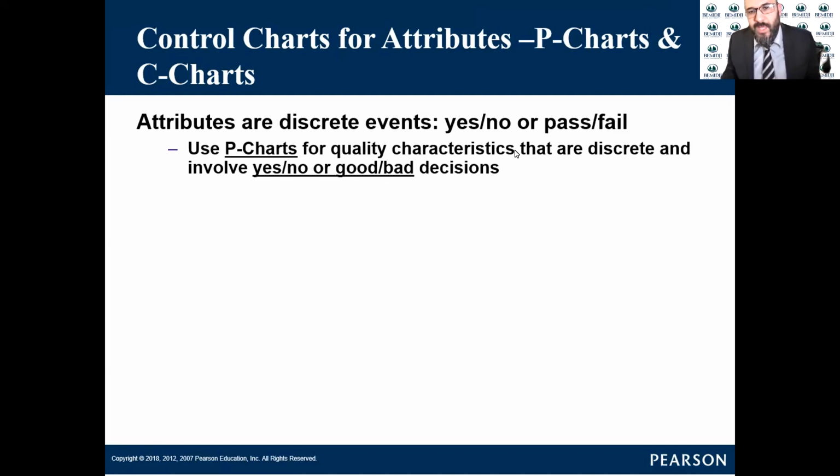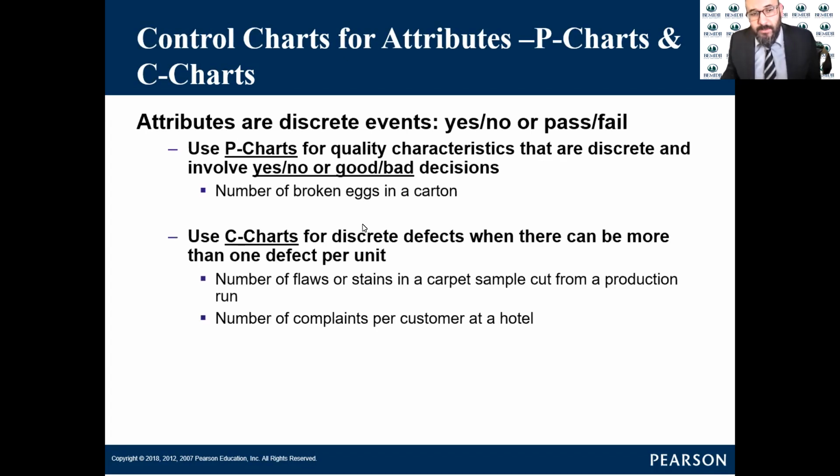We use the P chart for quality characteristics that are discrete and involve yes, no, or good or bad decisions, such as the number of broken eggs in a carton. However, the C chart is for the discrete defects when there can be more than one defect per unit. Okay, so if we have more than one defect per unit, that would be a C chart. If there's only one defect in a unit and a yes or no, good or bad, that would be a P chart.